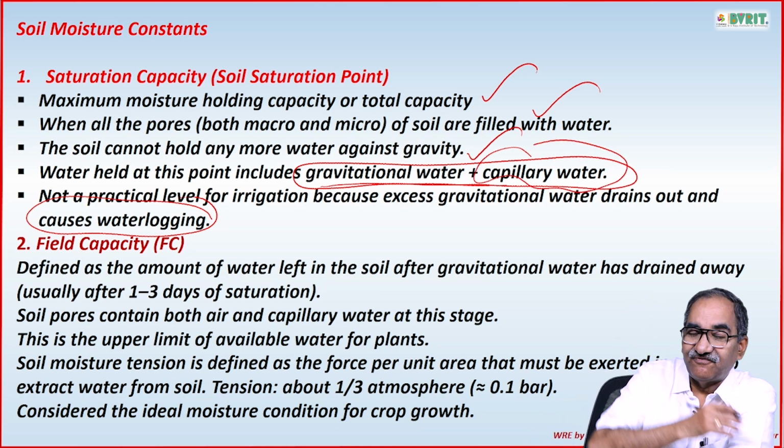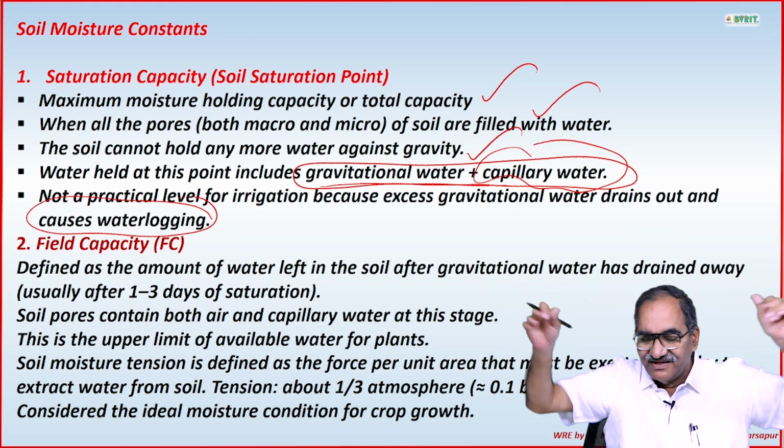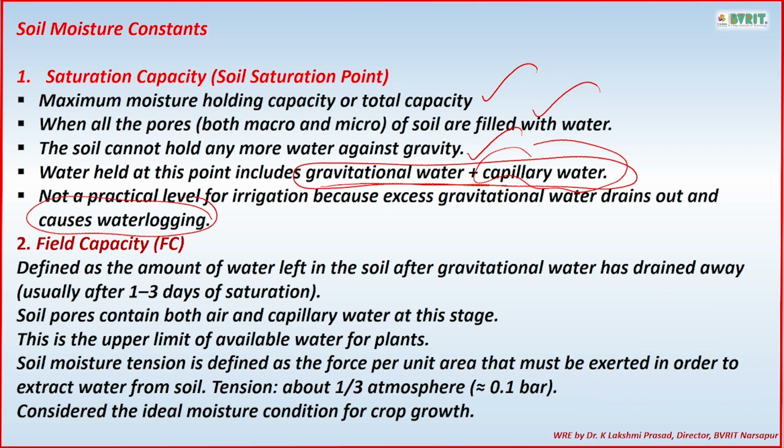Then what is field capacity? First I have taken saturation, that means full, no air at all, completely filled with water. Then the next one is field capacity, defined as the amount of water left in the soil after gravitational water has drained away. Once the gravitational water has been drained, what is the remaining water? Only capillary water. That is what we call field capacity. Field capacity means we are talking about the available moisture in the soil sample, the moisture after the gravitational water is drained.